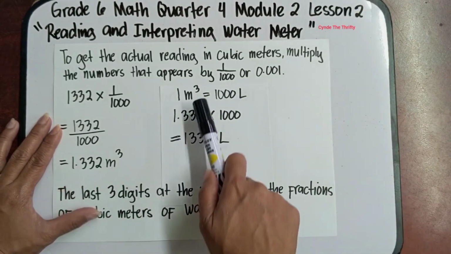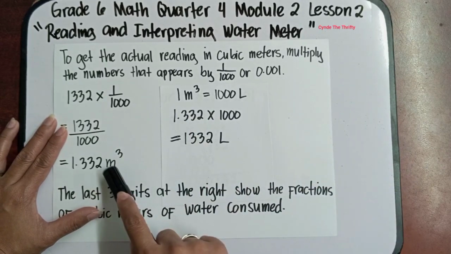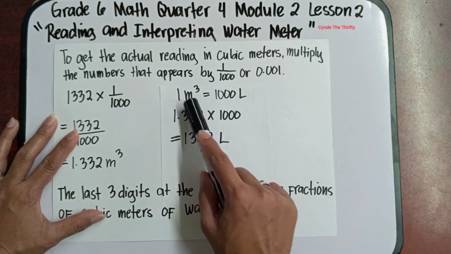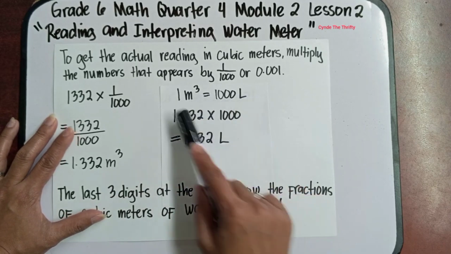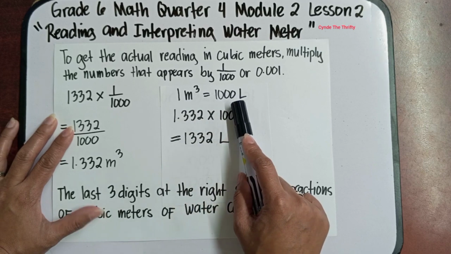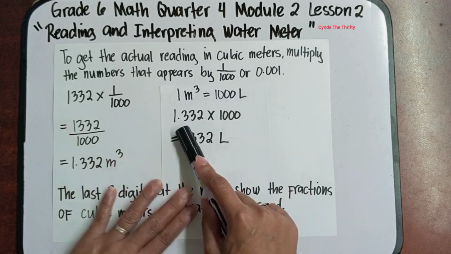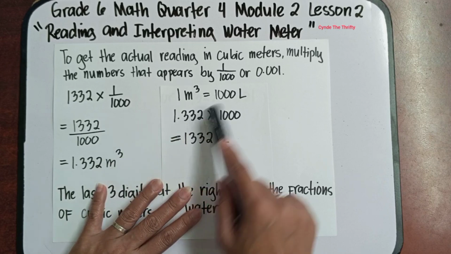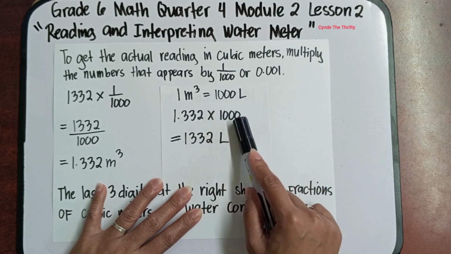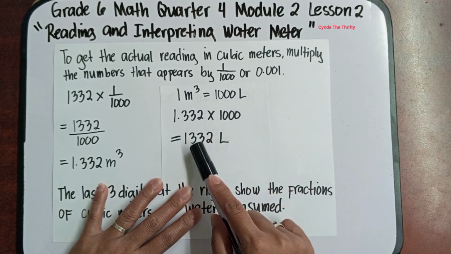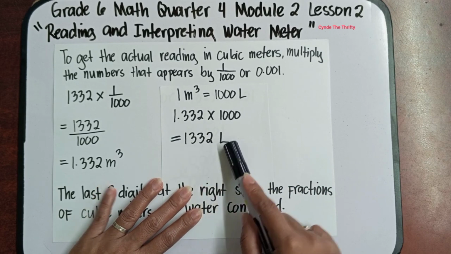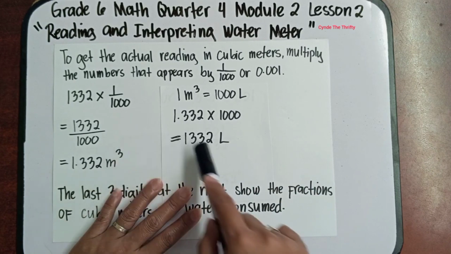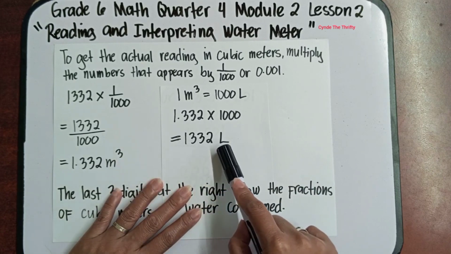Okay. So, kung i-convert naman natin siya into liter, alam natin na ang isang cubic meter is equal to 1,000 liter. So, dahil ang ating cubic meter dito is 1.332, i-multiply natin sa 1,000 is equal to 1,332 liter. So, ibig sabihin, ang katumbas ng 1.332 cubic meter is equal to 1,332 liters.